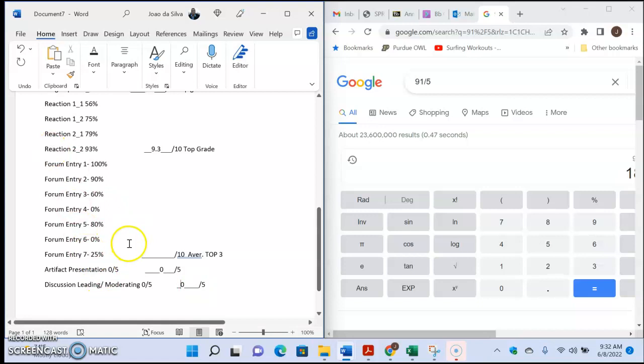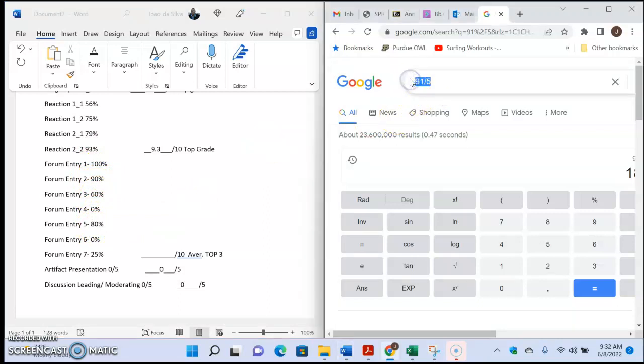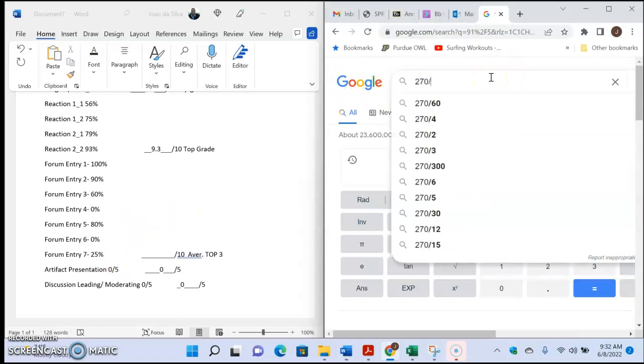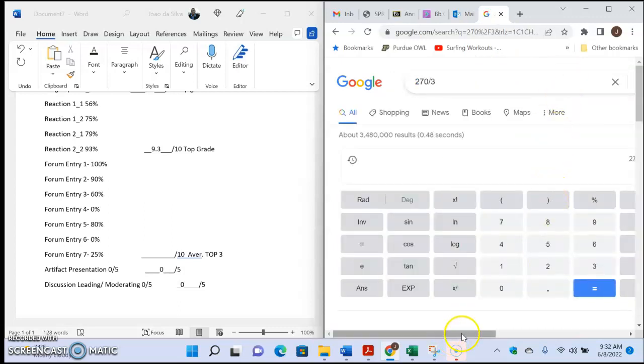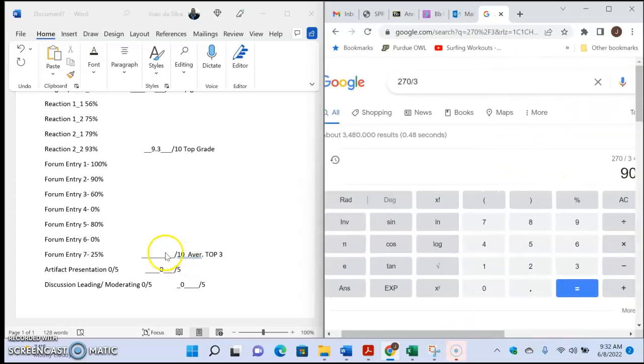As nice as I can try to be, there was still nothing I could do because the student didn't produce anything. Of all the forum entries, I'm going to take the top 3 grades and average them. What I have here is 100, 90, and 80. So 270 divided by 3 is 90. The average here was a 90, so 90% will give this student 9 points.